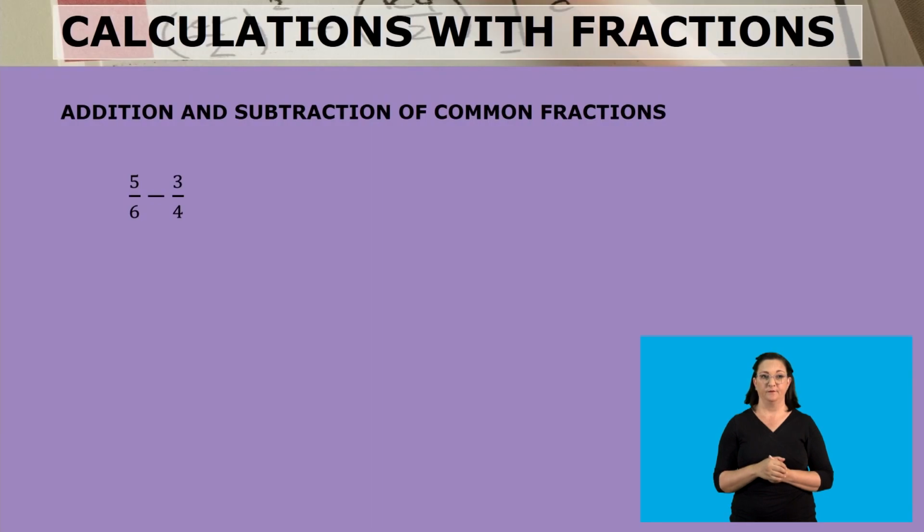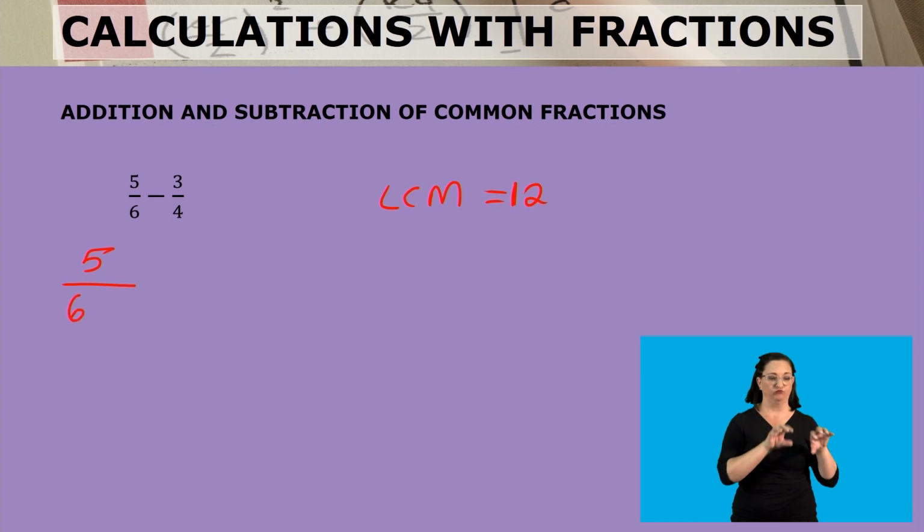Let's look at the next one for subtraction. So for subtraction here, we are going to say we have 5/6 minus 3/4. What are we supposed to do? We are supposed to find the lowest common multiple. And the lowest common multiple here is 12. So how am I going to get both common fractions to that 12? How do I move from 6 to 12? I'm going to multiply by 2.